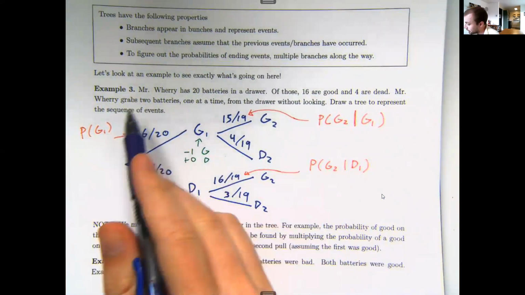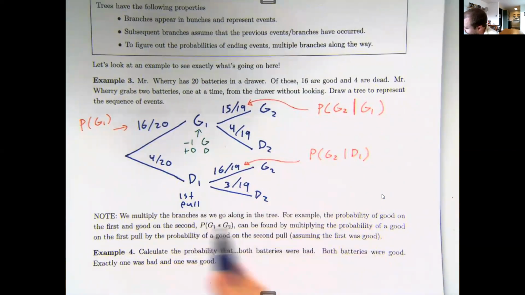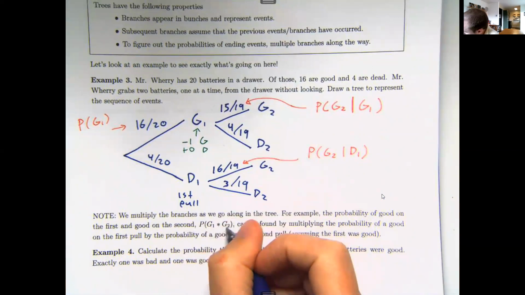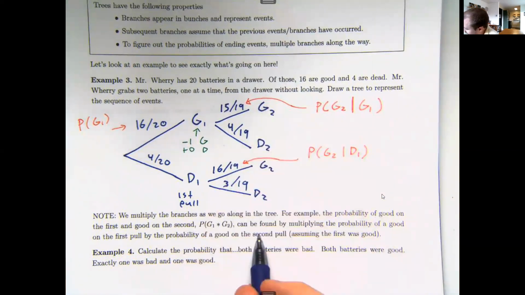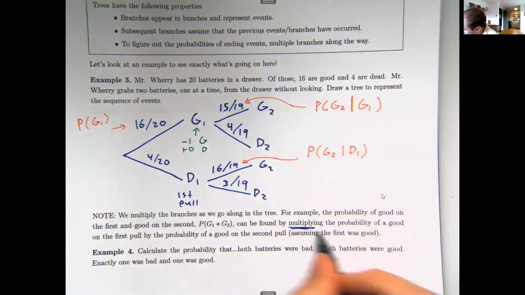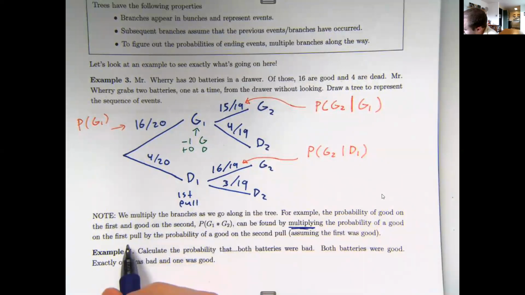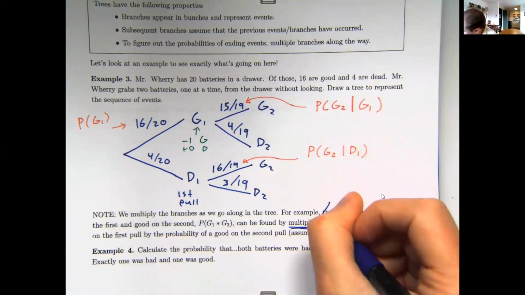The second part is how I use them. So if I want to know the probability of good, this top sequence of events, I find this by multiplying the probabilities along the path. So multiply the path.